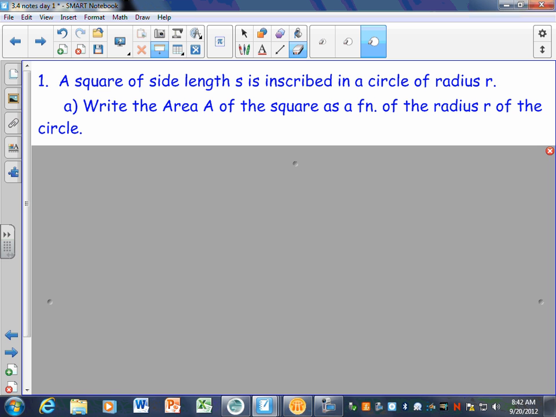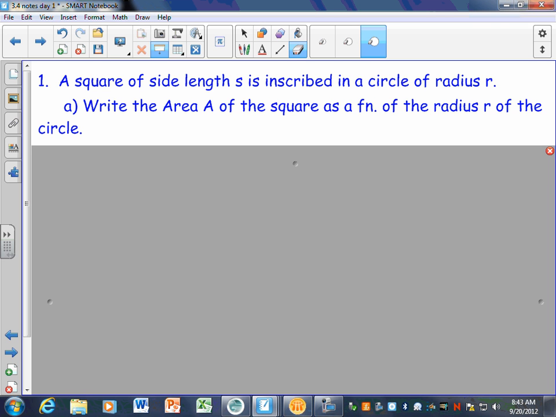Alright, so these problems aren't that hard, it's just understanding what they're asking. And again, that's a big part of doing calculus, is being able to take what they're asking and change it to an equation or do the problem. So this one says a square of side length S is inscribed in a circle of radius R. Write the area of the square as a function of the radius R of the circle.